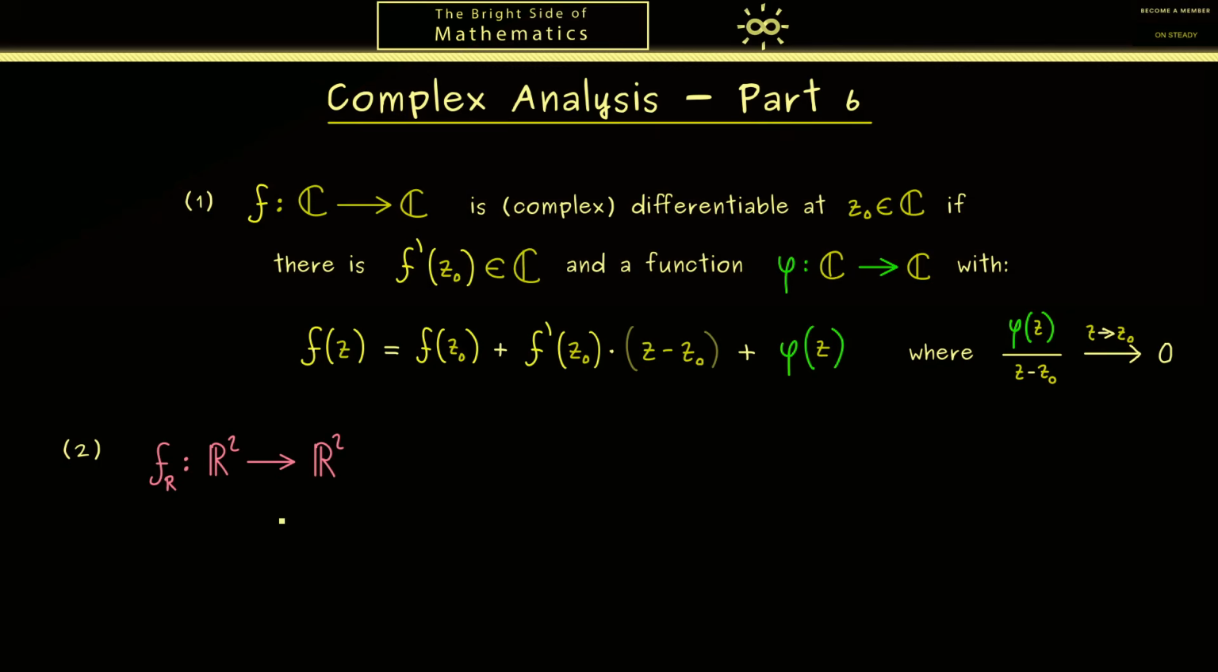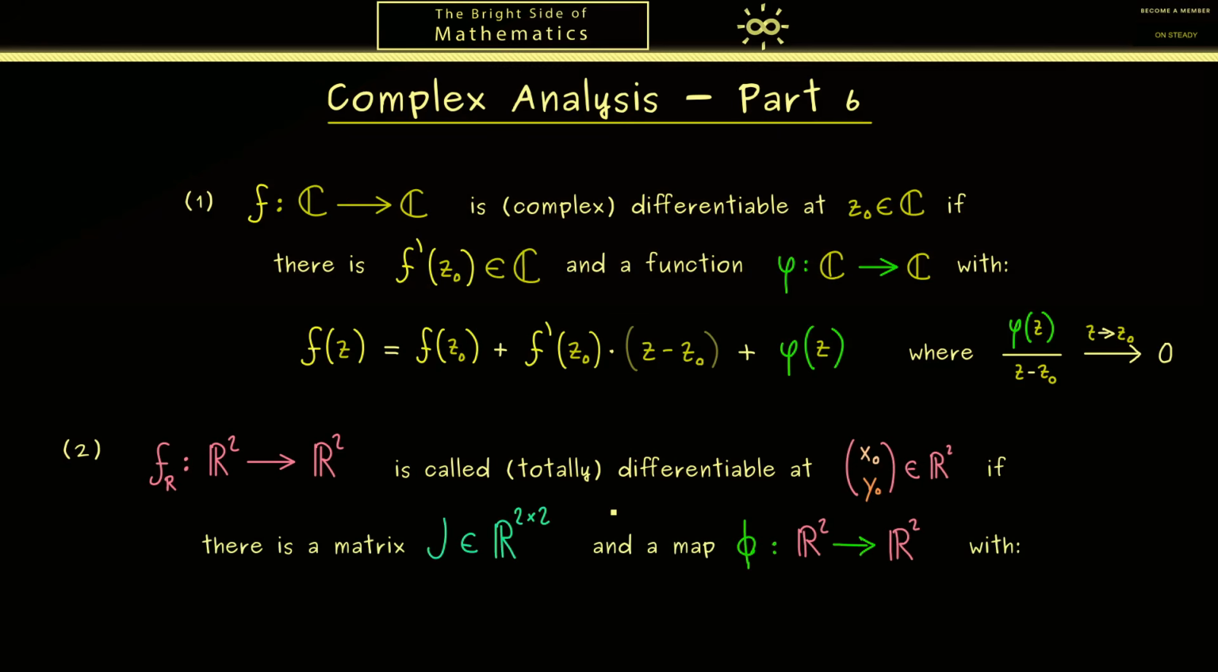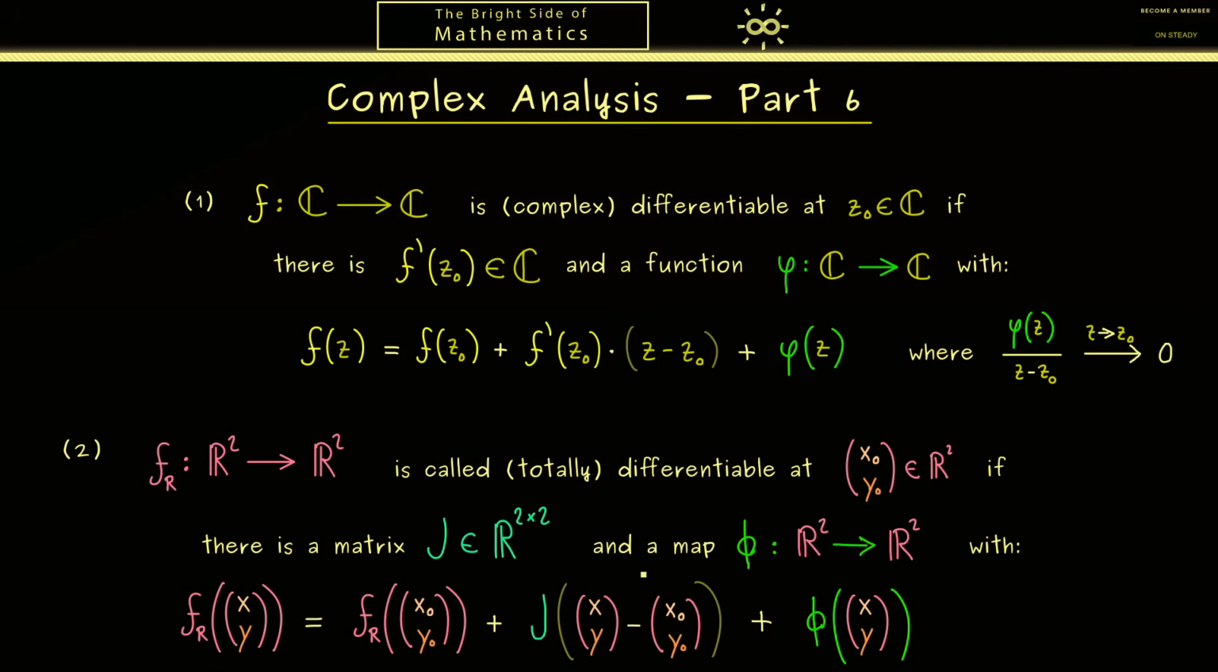Okay, now we can recall the definition of total differentiability for such functions. Also there, we have to fix a point in the plane, so let's call it x0, y0. Then we know the function is called totally differentiable at this point if there exists a matrix J and an error map phi. Please note, I use another variant to denote the letter phi here. Then what we need is also a linear approximation, now given by this matrix J. And lastly, of course, this error term here should also go to 0 in the same way as before.